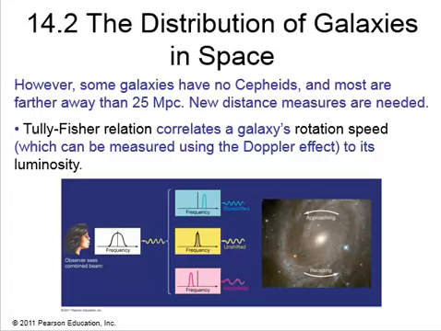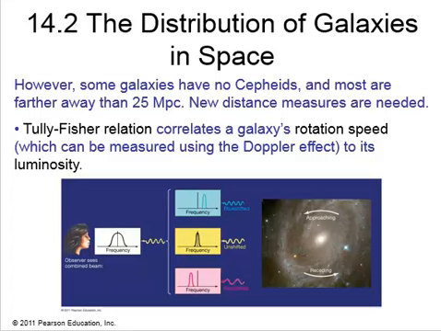And so there were two astronomers, one by the name of Tully, the other by the name of Fisher, that were able to provide a new methodology for measuring galaxy distances beyond 25 megaparsecs that uses the Doppler effect to assist them. Basically the idea here, as we already know, is that if you have a rotating object in space, the part of the object that is moving towards us is going to be blue shifted, and the part of the object that moves away from us is going to be red shifted.